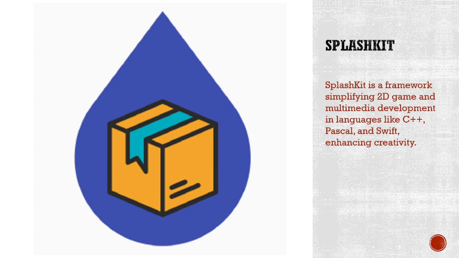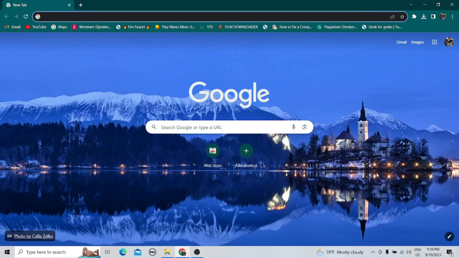So what is SplashKit? In a previous slide, we mentioned that SplashKit should be configured through the MSYS2 terminal. Why is that? The reason is SplashKit is a framework simplifying 2D game and multimedia development in languages like C++, Pascal, and Swift, enhancing creativity. That's the point. I repeat it, enhancing creativity.